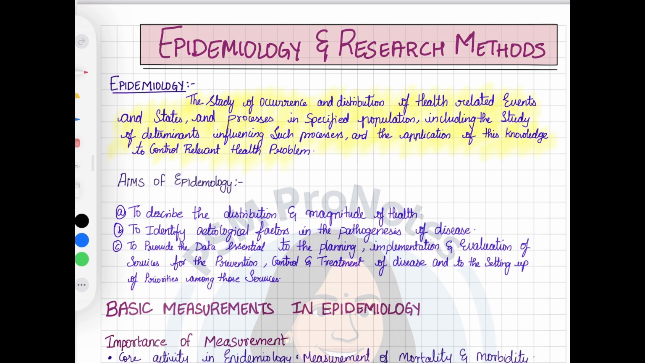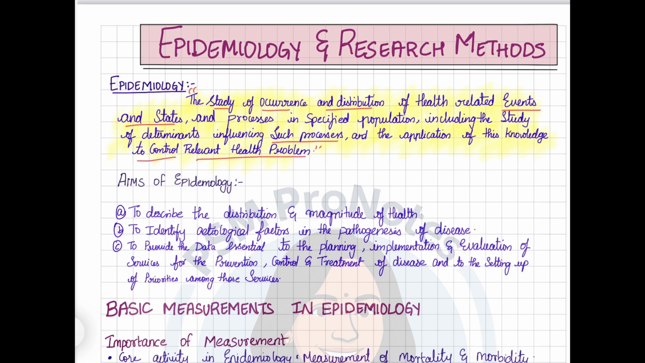Let us see what is epidemiology. It is the study of occurrence and distribution of health related events and states and processes in specified population, including the study of determinants influencing such processes and the application of this knowledge to control relevant health problems. This definition of epidemiology is very important, and you have to write the definition as it is whenever they ask. Let us split the definition so that we can remember it easily.